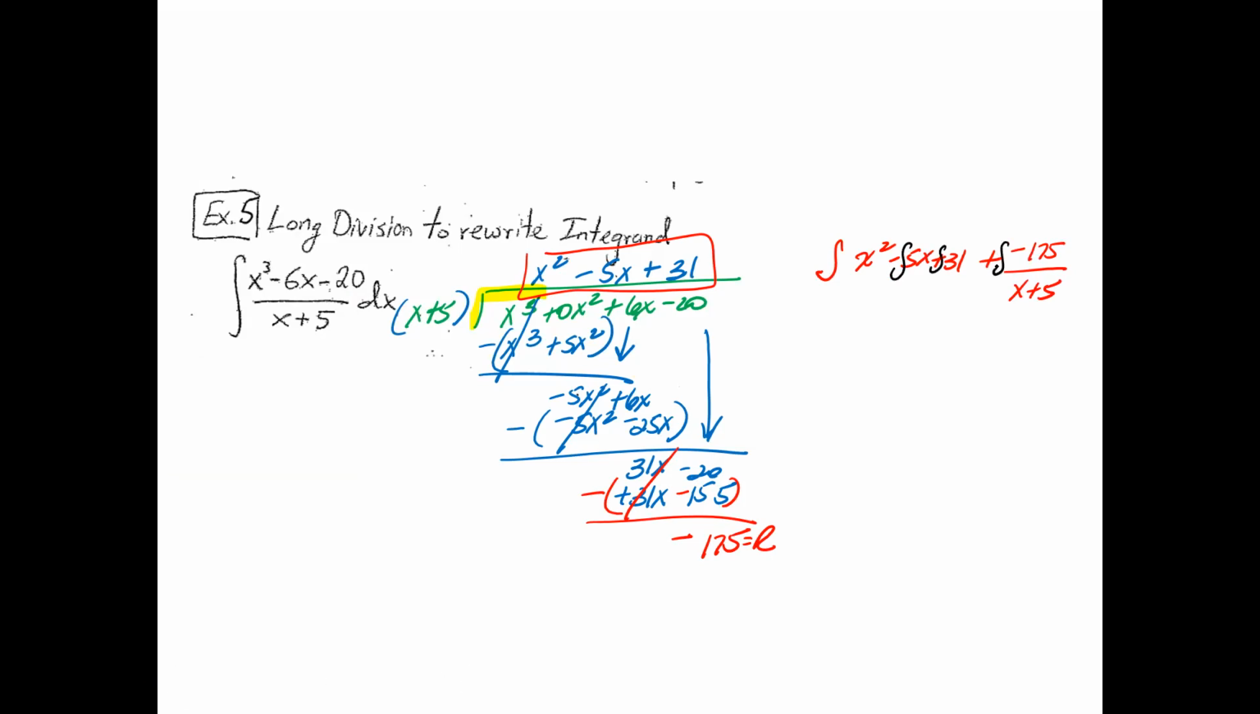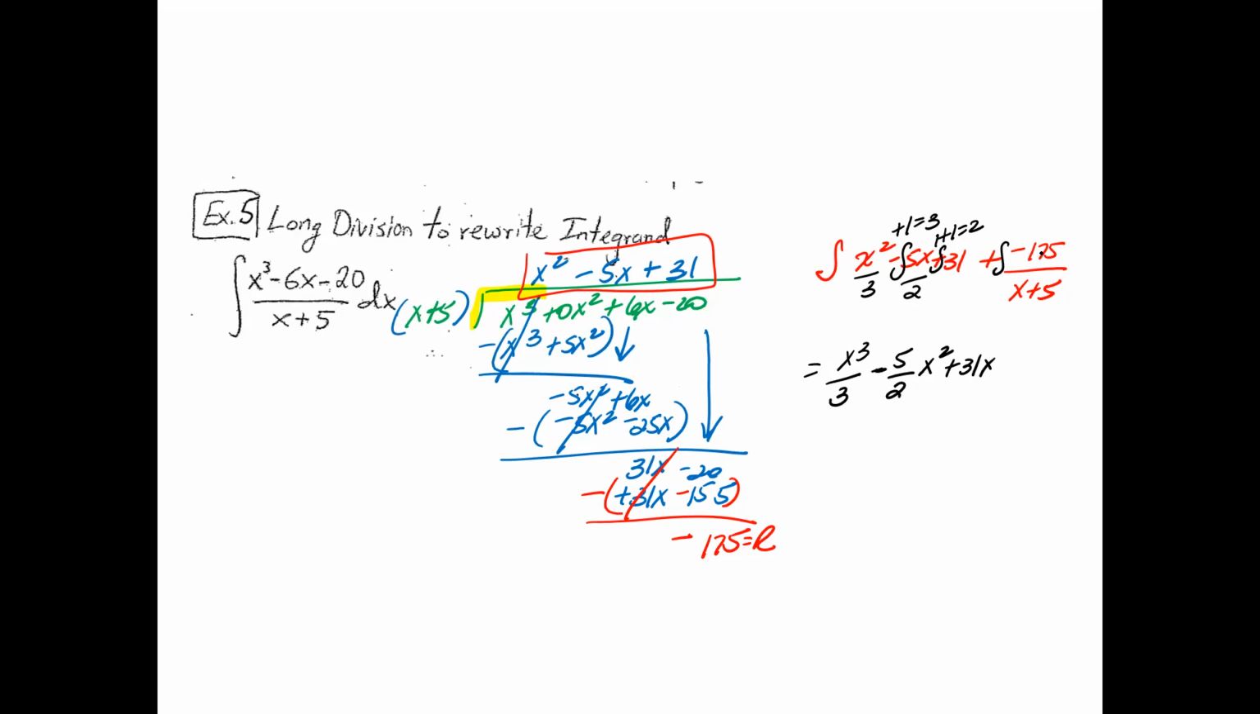Okay, and integral of the first one is 2 plus 1, which is a 3, divided by 3. So my answer is x cubed over 3. Integral of the negative 5x is 1 plus 1, which is a 2, divided by 2, which is a 5 over 2 x squared. Integral of 31 is 31x.